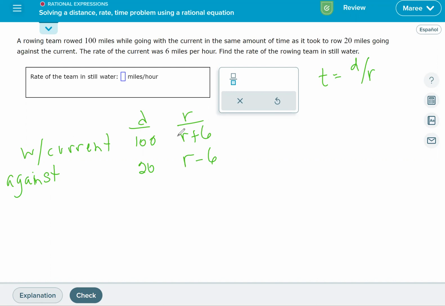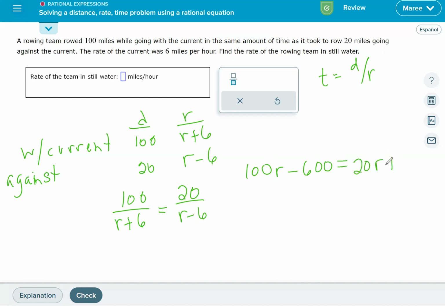So we will set up distance divided by rate, which is the time that they spent rowing with the current, and it's the same time that they spent rowing against it. So the time is 20 divided by r minus 6. We'll cross multiply, and we'll just distribute as we go. So 100r minus 600 is going to equal 20r plus 120.